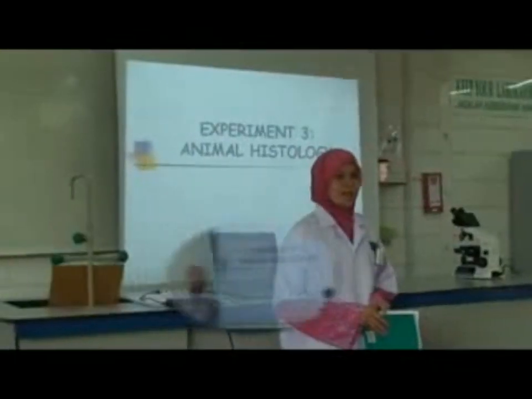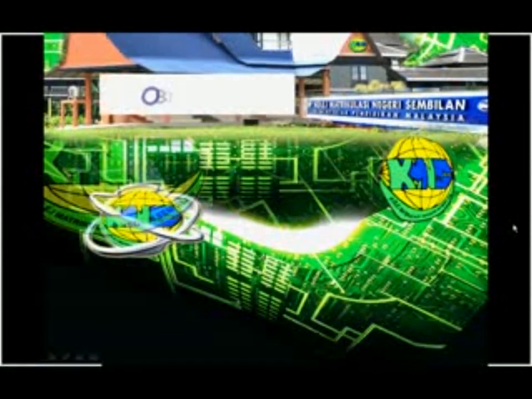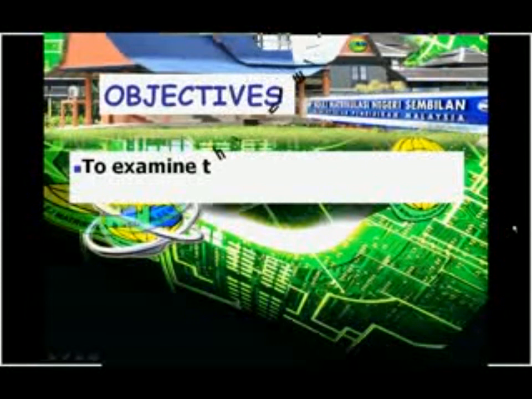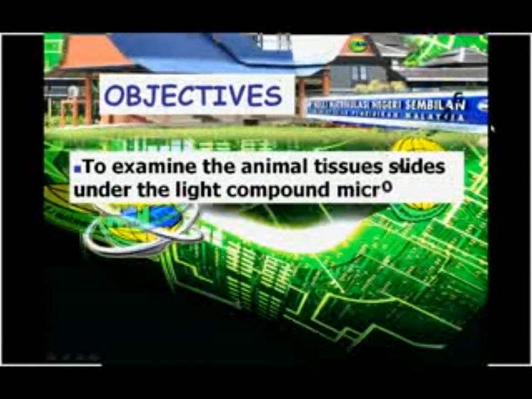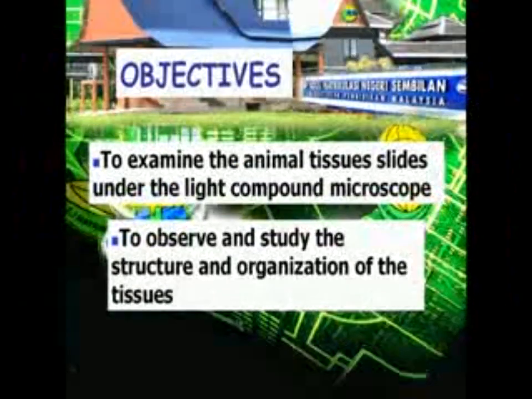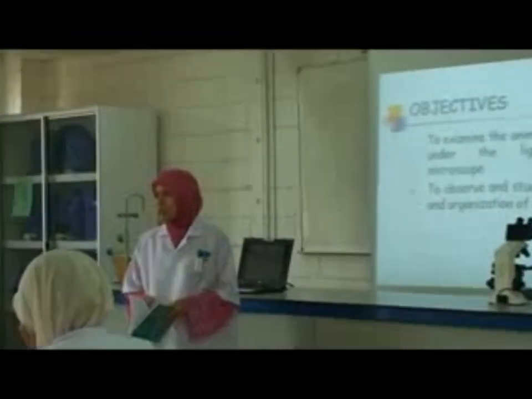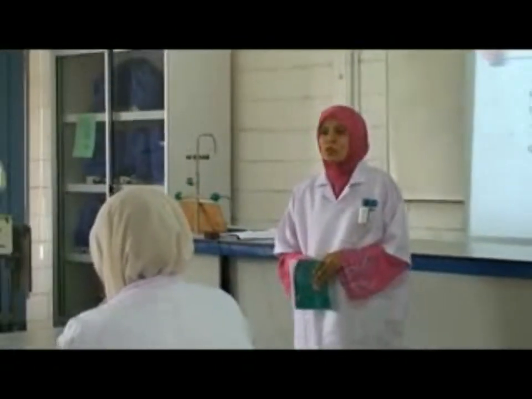Alhamdulillahirabbil alamin. The title of our experiment today is Animal Histology, and the objectives as stated in your lab manual are to examine the animal tissue slides under the light compound microscope, to observe and study the structure and organization of the tissue. Before we begin the experiment, I would like to ask you a few questions regarding the animal tissues. I just want to know whether you have done your revision or not before coming to class.